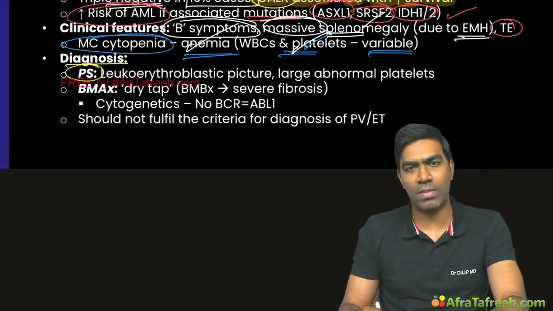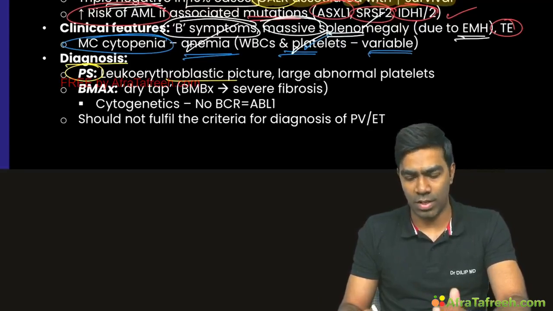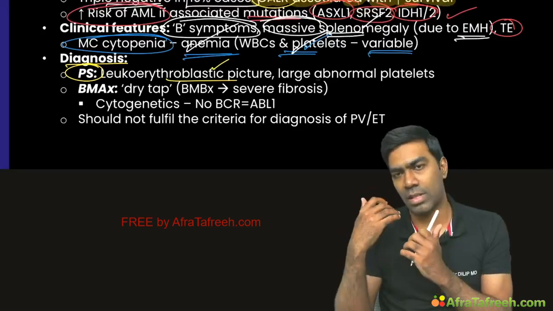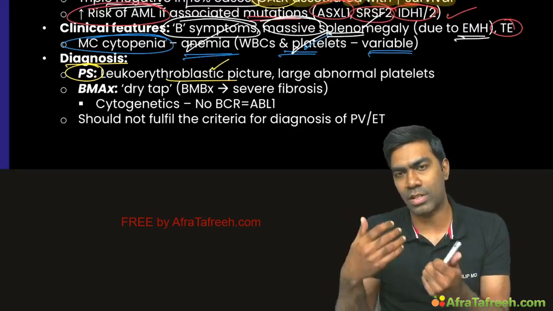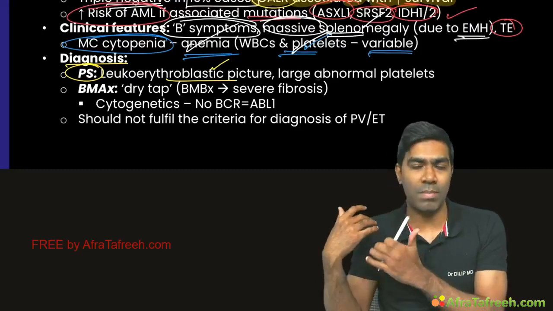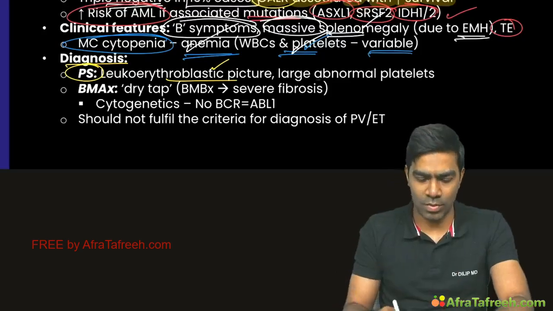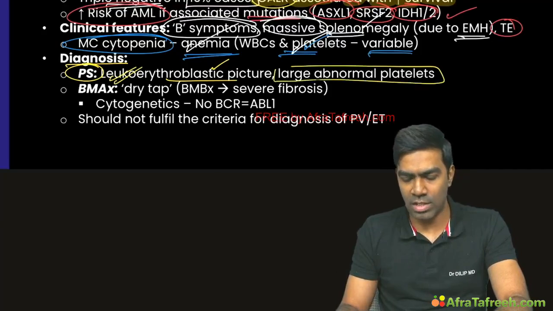First, look at the peripheral smear. We are going to have the characteristic myelophthisic or leukoerythroblastic picture. We are going to have the characteristic triad. We are going to have the NRBCs, that is immature RBCs, and teardrop RBCs. These are also called as dacrocytes, and we are going to have increase in the number of immature WBCs like myelocytes, metamyelocytes, and promyelocytes. So that's what we call as a typical leukoerythroblastic picture, and patients are going to have large abnormal platelets.